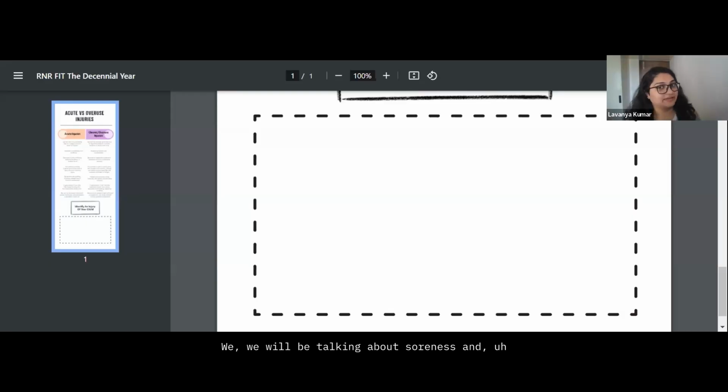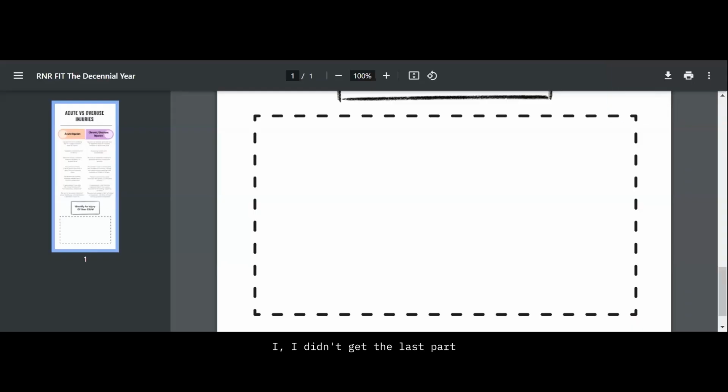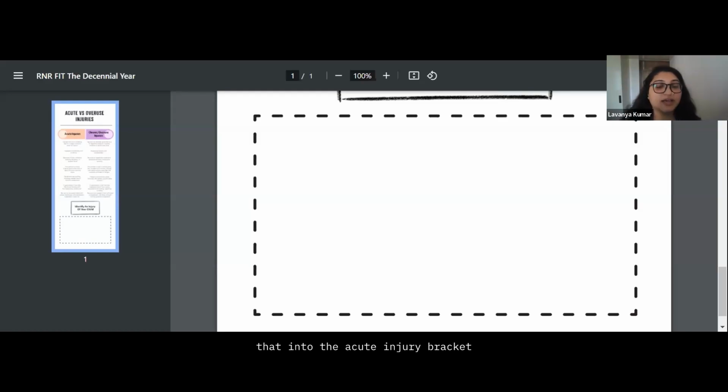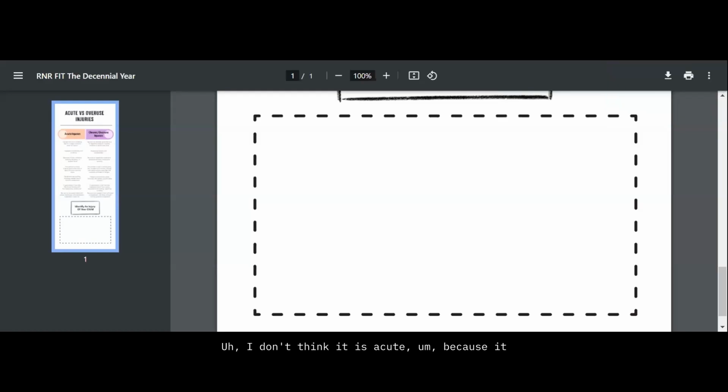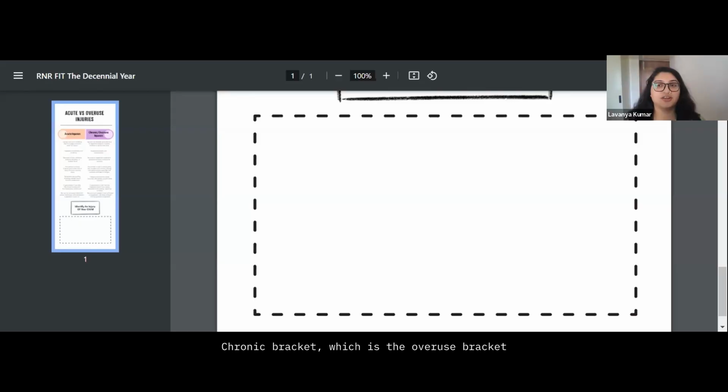Definitely. We will be talking about soreness, what is pain and what is soreness, and how to deal with that a little later as well. But if you would like to take this up, Sanjit: when she shifted between the different levels is when she started feeling the pain. Would you put that in the acute injury bracket or the chronic injury bracket? I don't think it is acute. It should be in the chronic bucket, I guess. Chronic bracket, which is the overuse bracket.